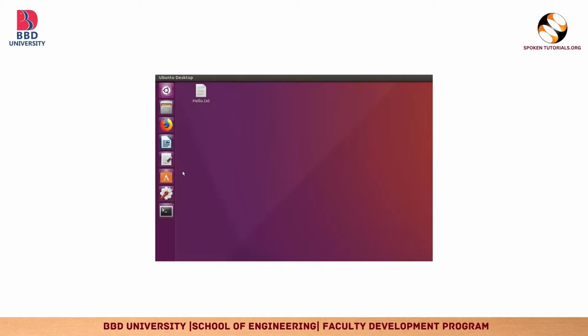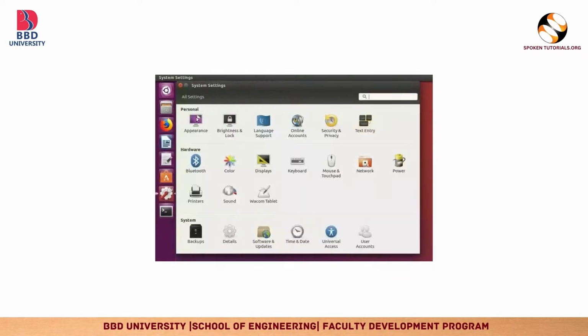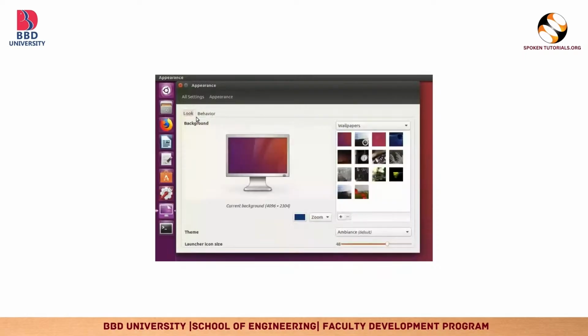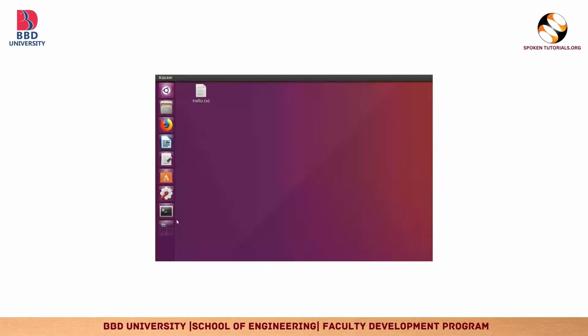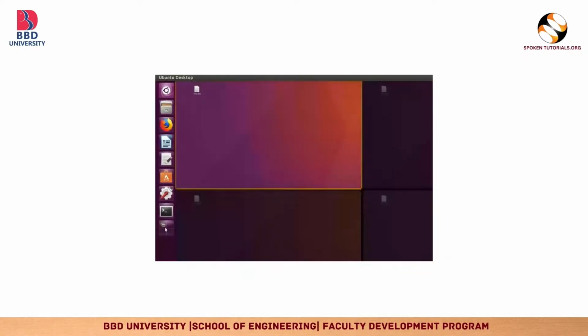To enable it, click on the system settings and then on appearance. In the appearance window, click on behavior tab. Here, select enable workspaces option. This will enable the multiple workspaces icon on the launcher. Close this window. On the launcher, locate workspace switcher icon and click on it.